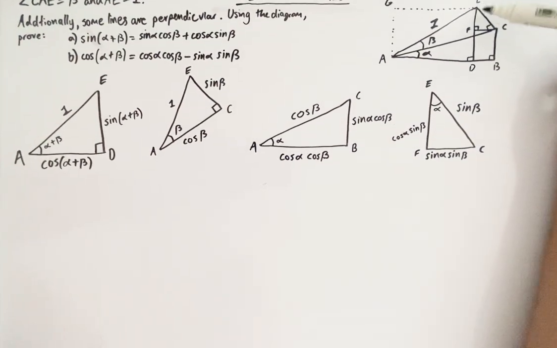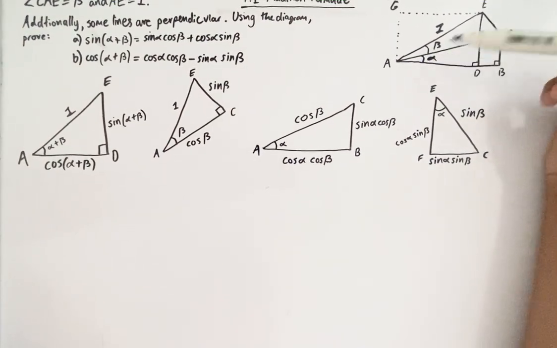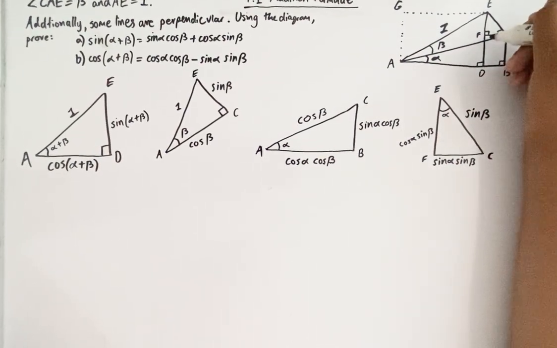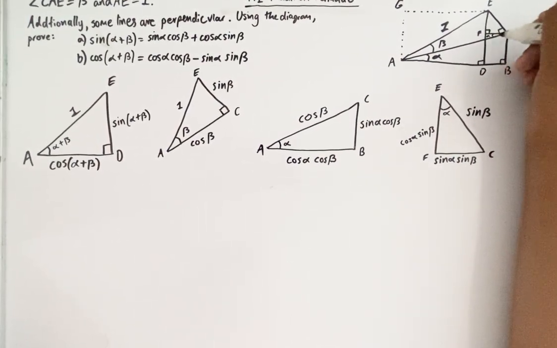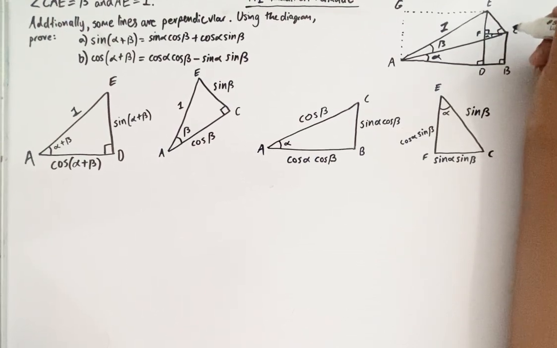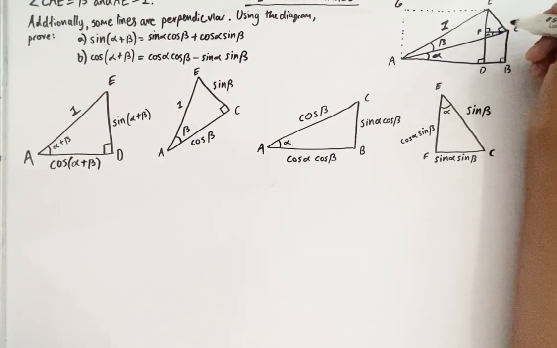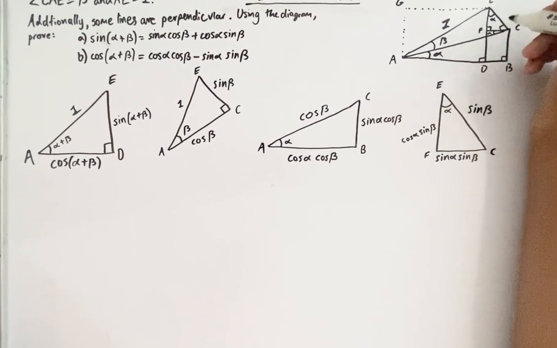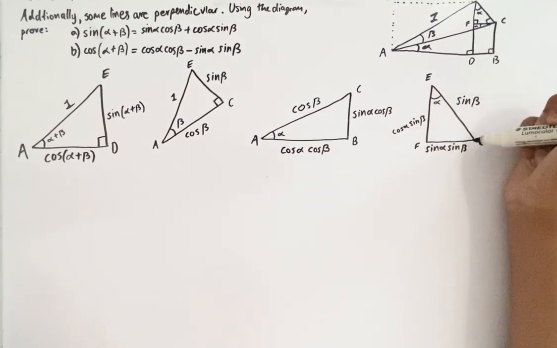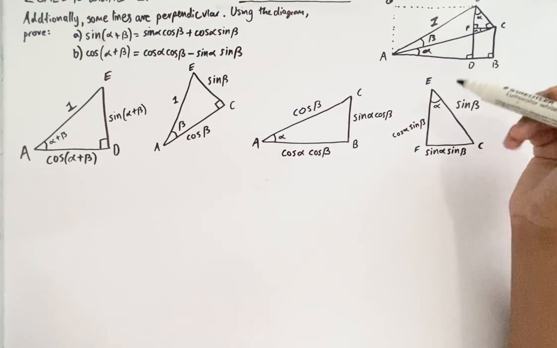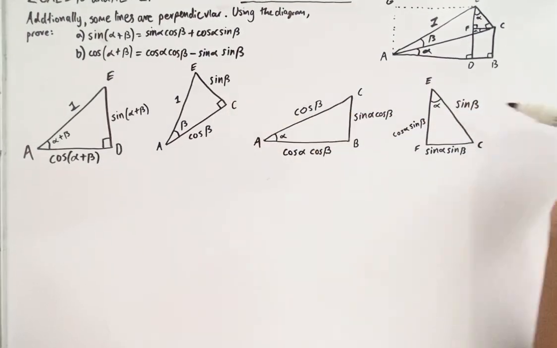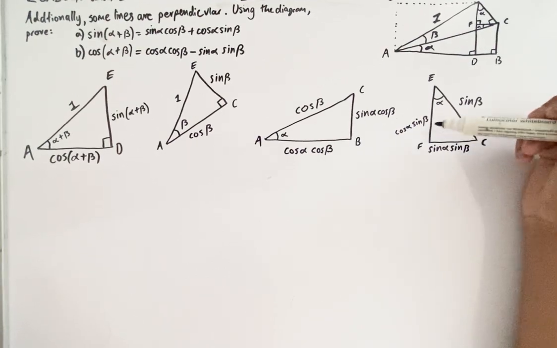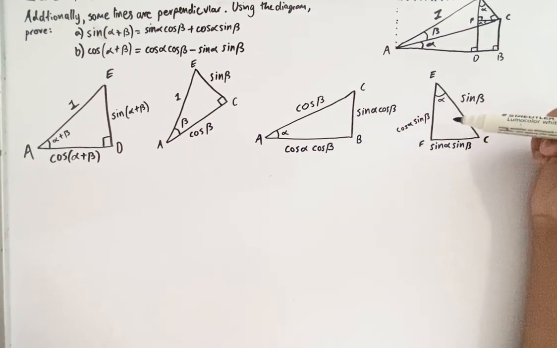And then for the triangle EFC, we know this angle here is alpha, which means that this small angle ACF is also going to be equal to alpha. And because this is a right angle triangle, that means angle ECF is 90 minus alpha. And because this is a right angle triangle, that means this is also alpha. So the angle CEF is alpha. And we know that EC is sine beta. So FC is sine alpha sine beta, and FE is cos alpha sine beta.